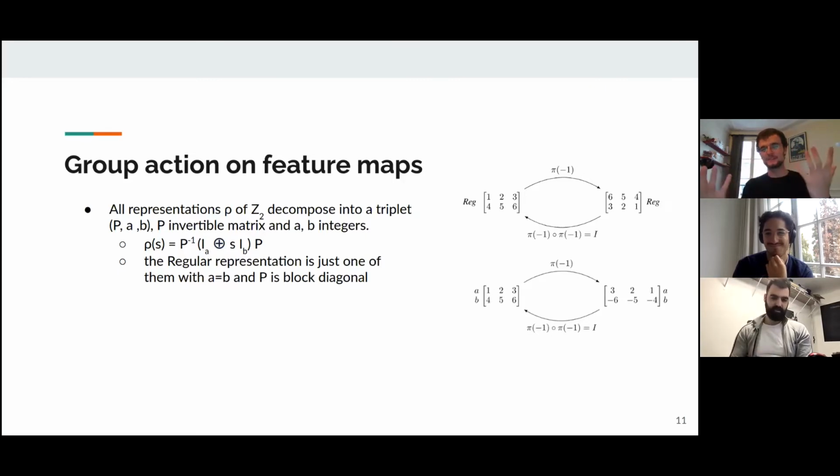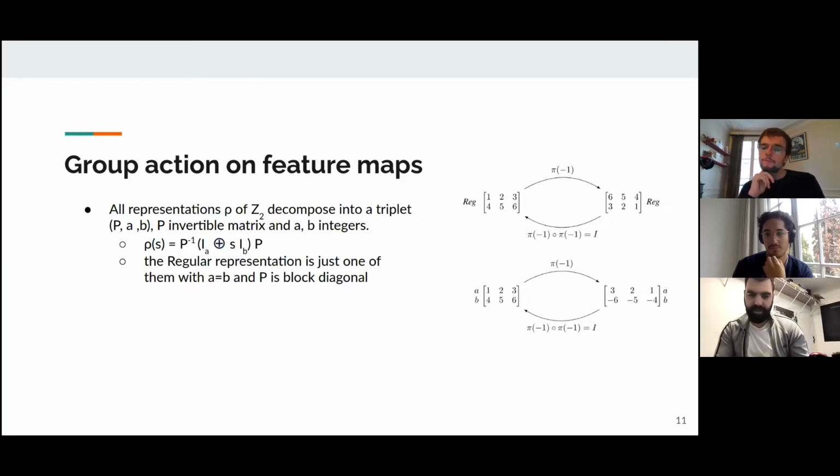And so it's just a way to tell you that this action that we had of permuting channels one with another decomposes in a given basis into leaving some dimensions unaffected by the group action and some others that get flipped. And that's a very general result. That's actually true for all representations of the group Z2. And so basically in the intermediate layer, yeah.